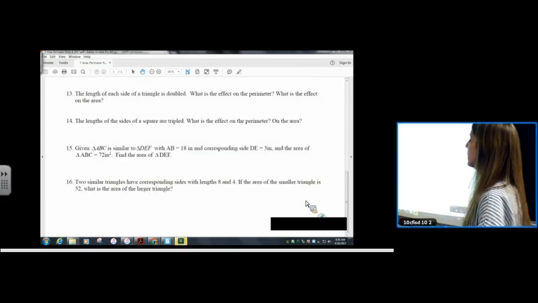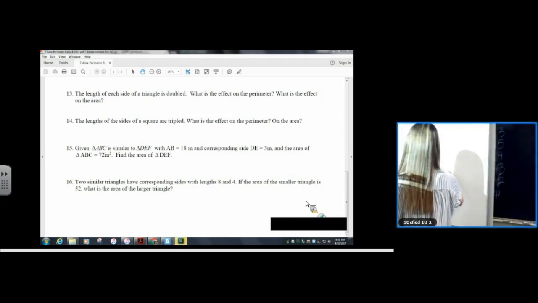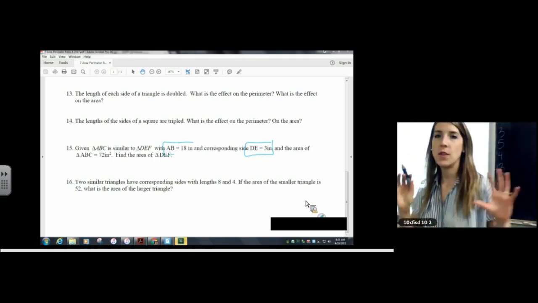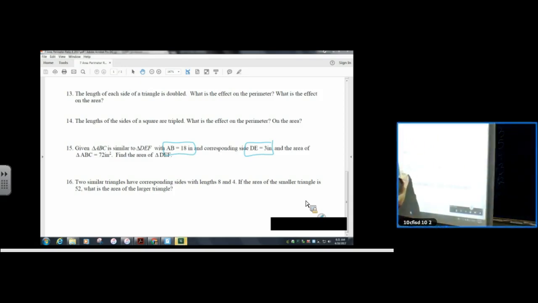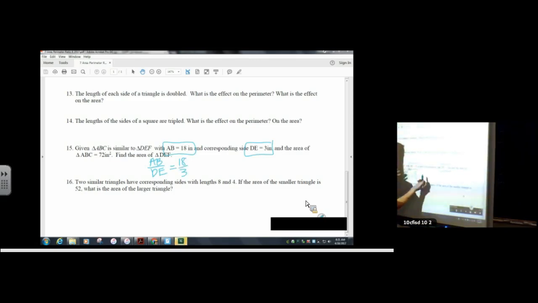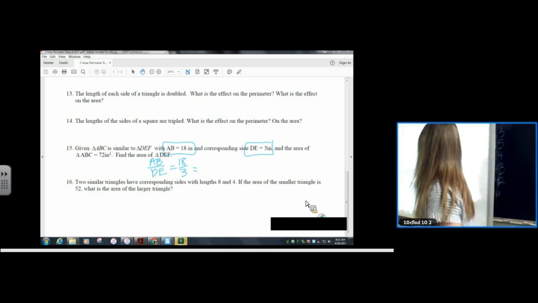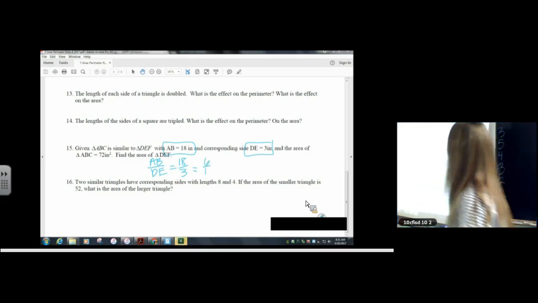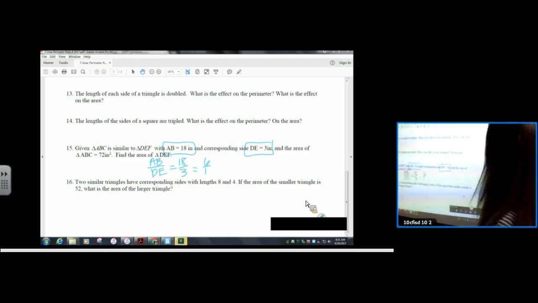15, very similar problem. We have 2 similar triangles. They gave us side lengths. Let's stop right there. Let's find the ratio with those side lengths. This time we'll do AB to DE. And you can keep it 18 to 3, or you can put 6 to 1. Totally up to you. There's no need to reduce it because your calculator can handle that.